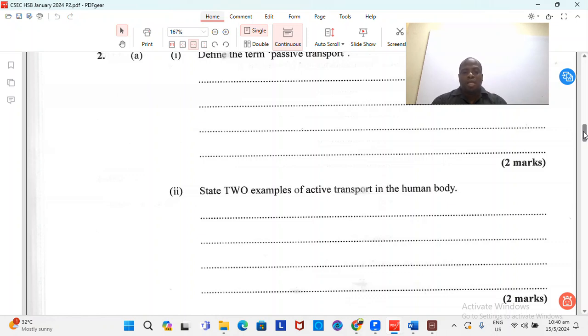Now, part 2, it says, state 2 examples of active transport in the human body. Now, when you look at active transport compared to passive transport, the thing about active transport is that it requires energy. Now, in the human body, why does active transport overall require energy? Is because majority of the time you're going against a concentration gradient, meaning you're moving from low to high concentration.